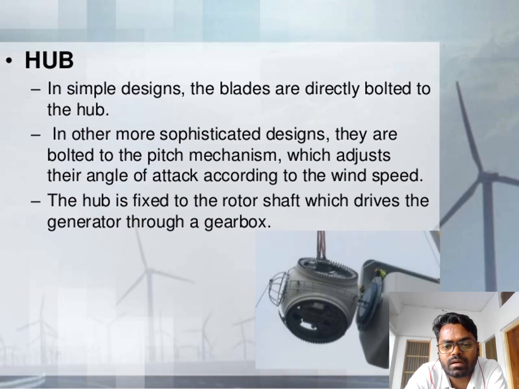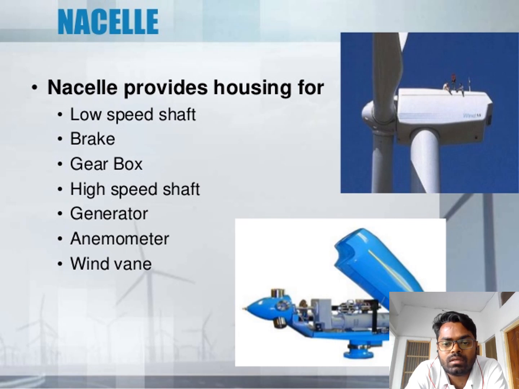Hub. In the hub, we attach the blades, where the blade rotates about its axis if wind speed is more than the designed speed. Such an action is required to prevent the blade from any damage. I earlier told you the function of the nacelle. This is used for housing the different components used in the windmill.